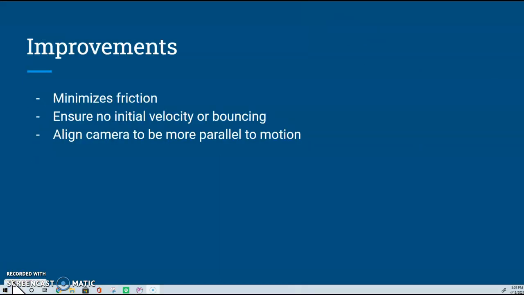To make the observed data more like the predicted data, I could use a ball that minimizes friction more than a lacrosse ball, like a marble. I should also ensure that there is no initial velocity on the ball and ensure that it does not bounce coming off the ramp. Also, better camera quality could have made the Tracker data more accurate.